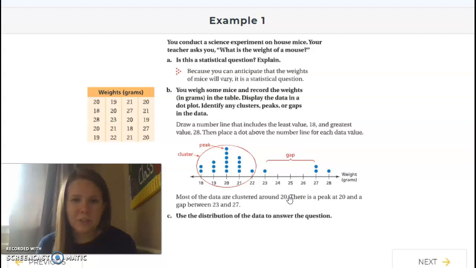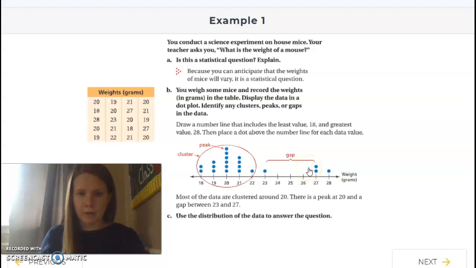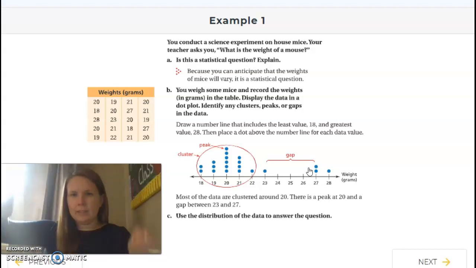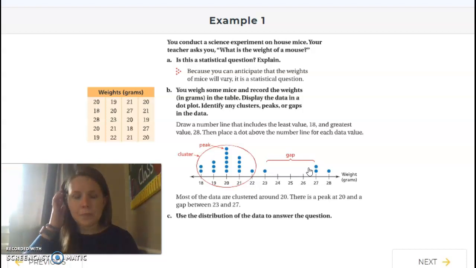Again, it's just for this lesson what's kind of happened. So they set up the dot plot, and then they start talking about your clusters, your peaks, and your gaps. Gaps are easy to identify because it's going to be a gap in your data. Okay, it's kind of like a gap in your line when we walk down the hallway, and I'm going to ask, why do I have a gap in my line? So where is there going to be a distance between the 2 points?